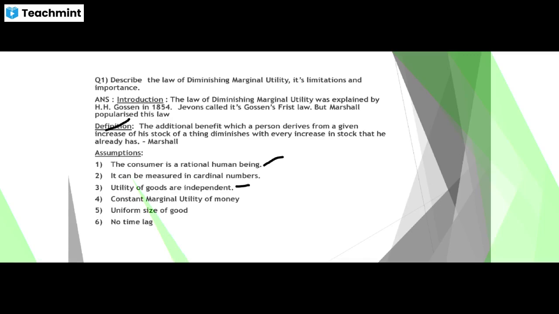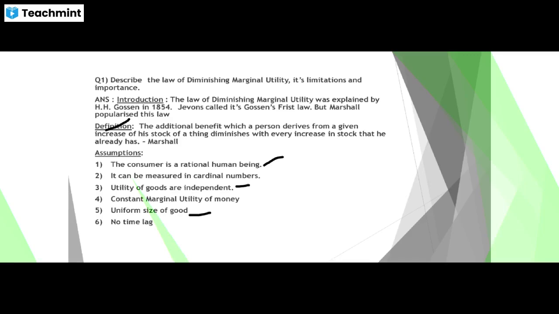And the fourth one is constant marginal utility of money. Here marginal utility means extra utility. So money's marginal utility, that means money's extra utility, will not change. It will be constant. That means if you take 100 rupees, you will get the same satisfaction, and if you get 100 rupees a second time, then also you will get the same satisfaction and happiness. That is the assumption. And the fifth one is uniform size of goods. That means whatever goods we are taking are all the same size.